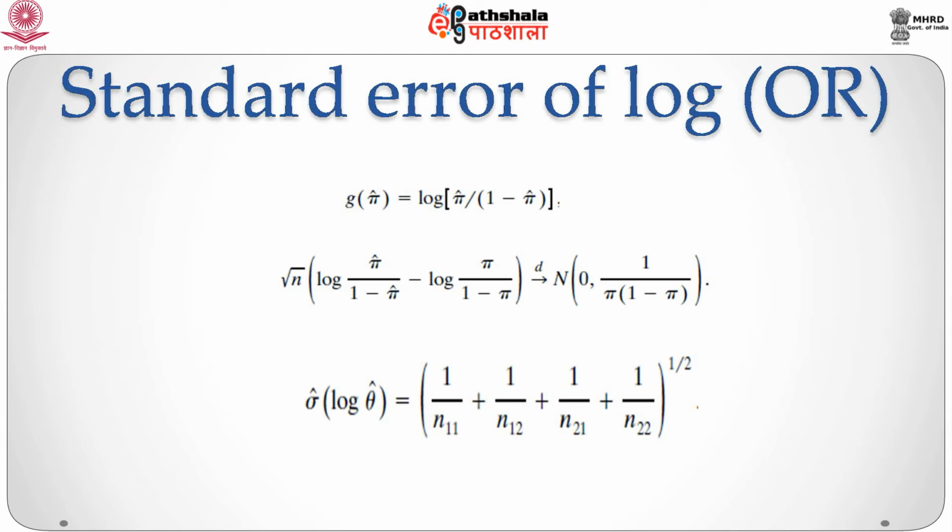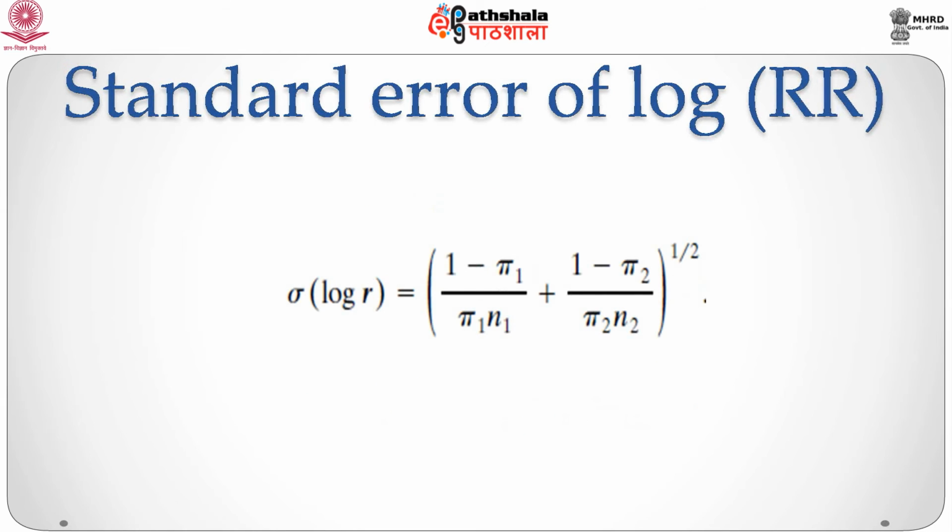So the standard error of log theta hat turns out to be (1 over n11 plus 1 over n12 plus 1 over n21 plus 1 over n22) whole to the power half, where, as before, nij denotes the frequency corresponding to category ij. So it's the sum of reciprocals of the frequencies and the square root to get the standard error. We can use the same method to get the standard error for the log risk ratio. In this case, it is not as symmetric, but it is still easy to remember as well as to derive.